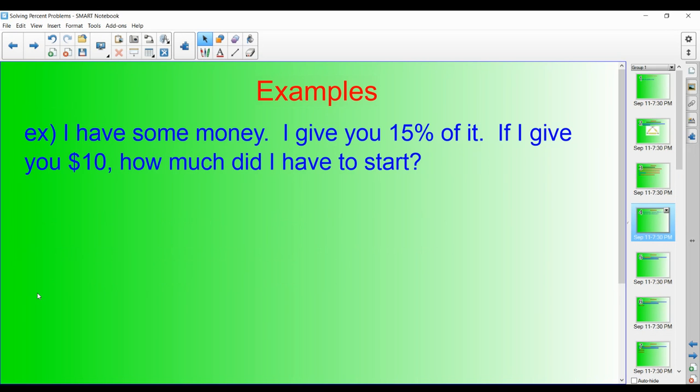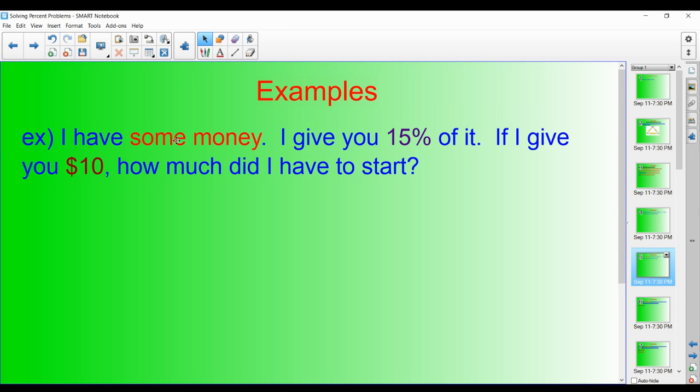So let's look at this example. I have some money. I don't know how much money. I give 15% of it to you. See percent, I see of. And it's asking how much do I start with? So I have some money. That means that's my variable. I give you 15% of it. I see a percent. And you now have $10.